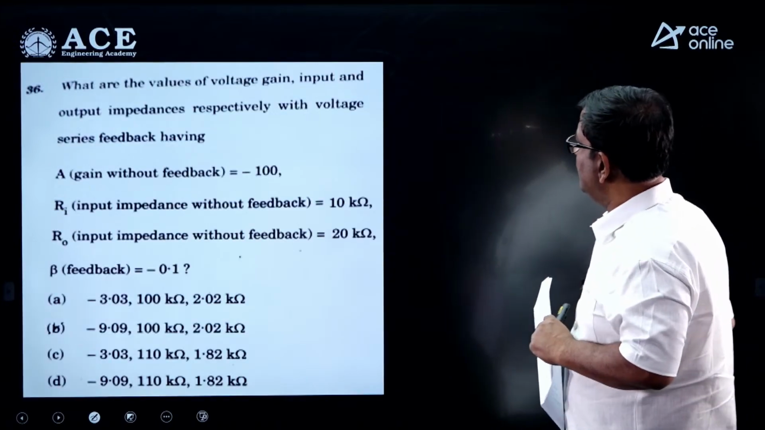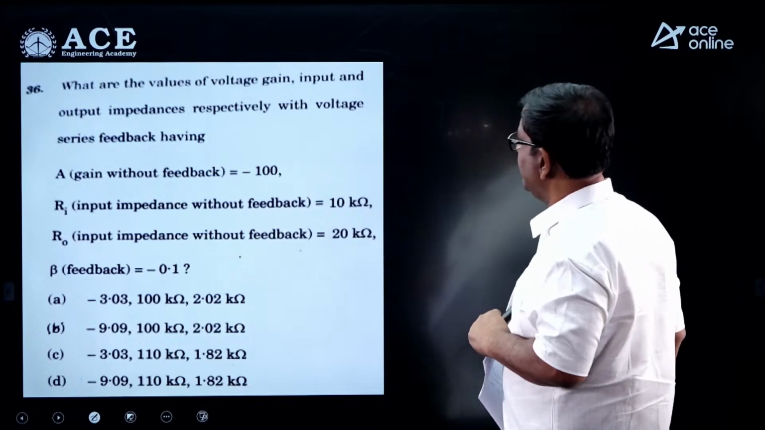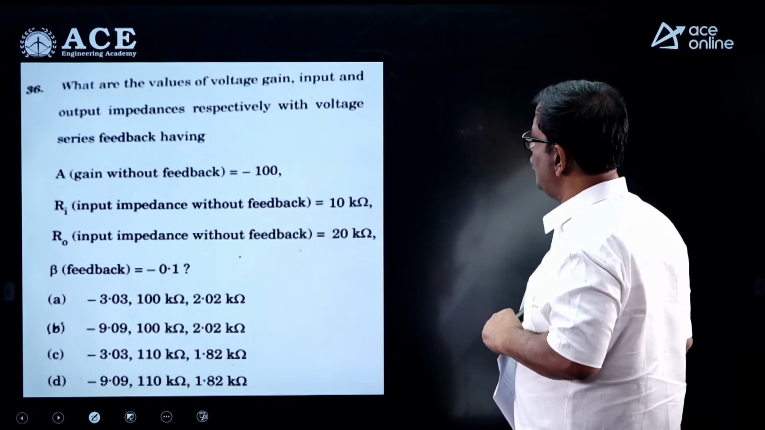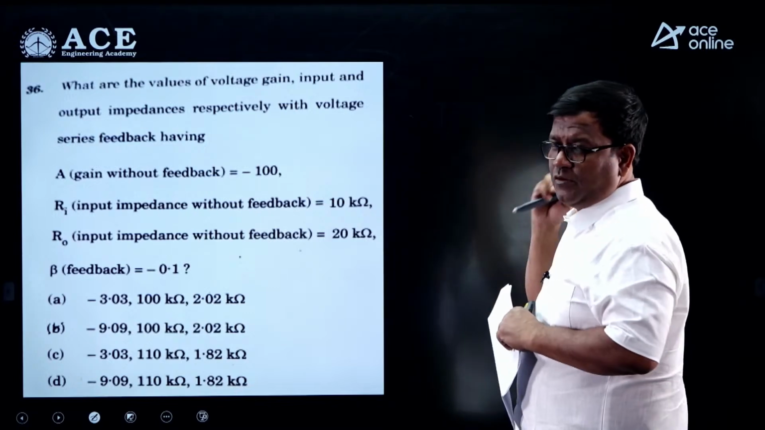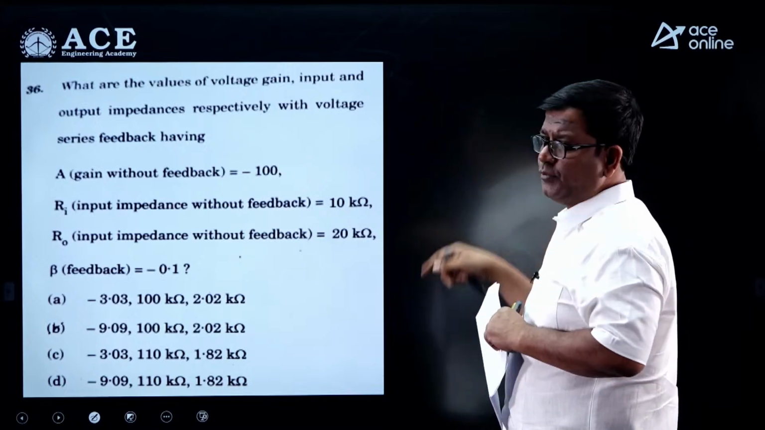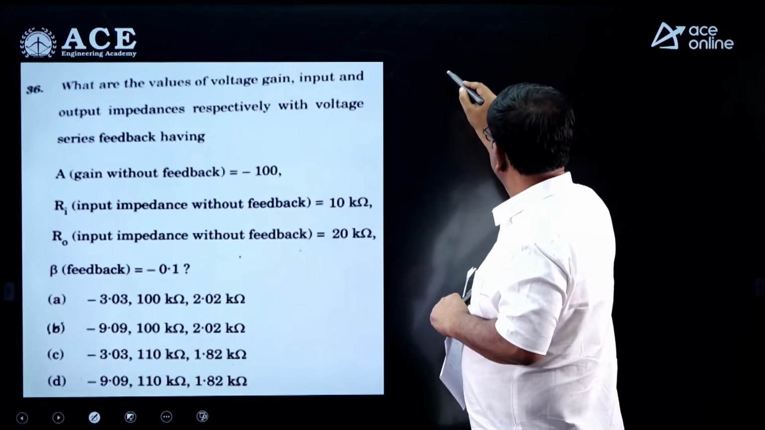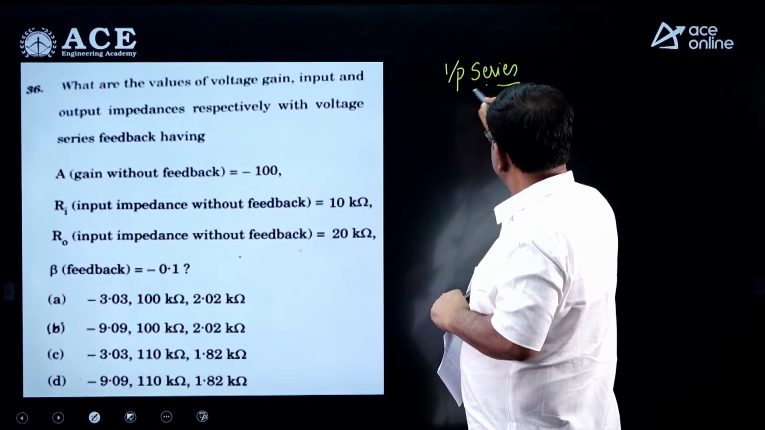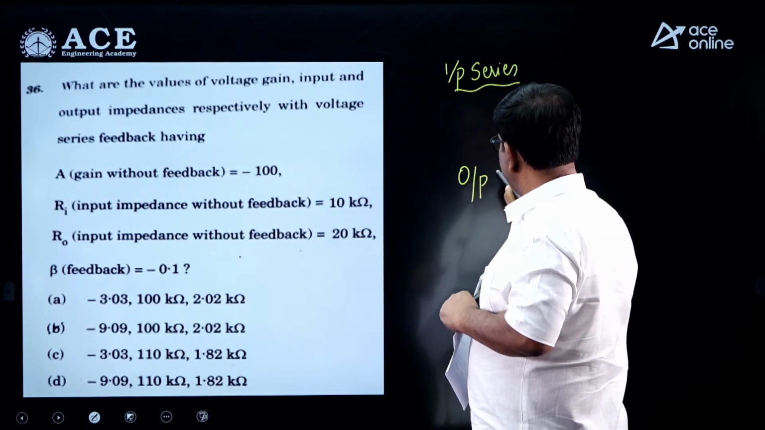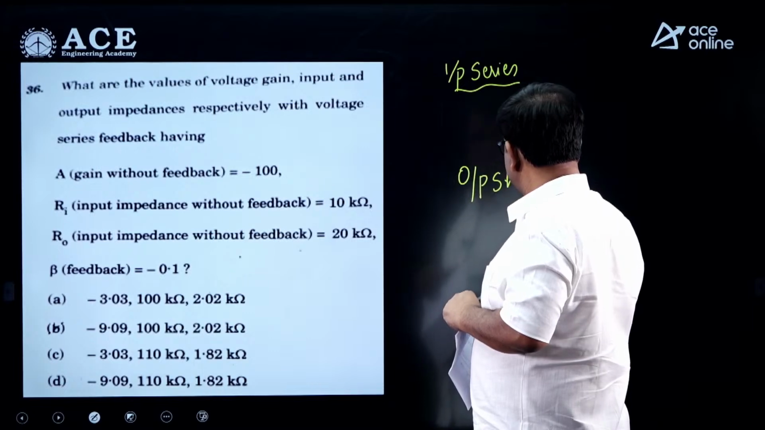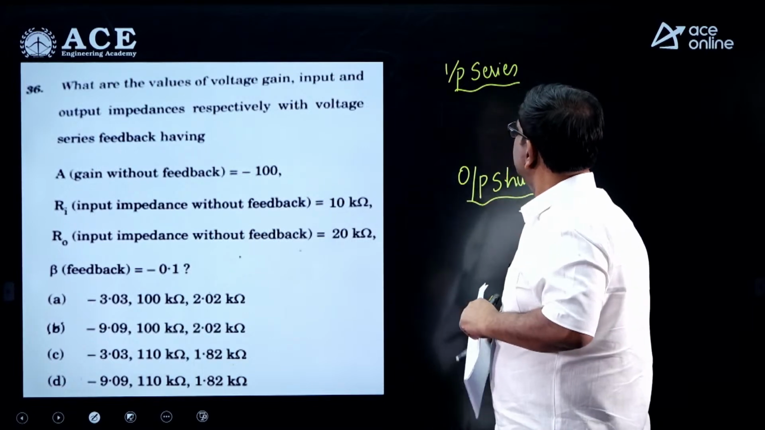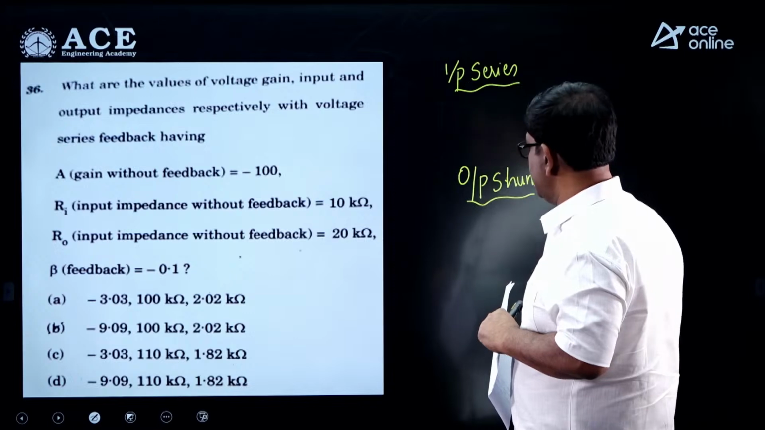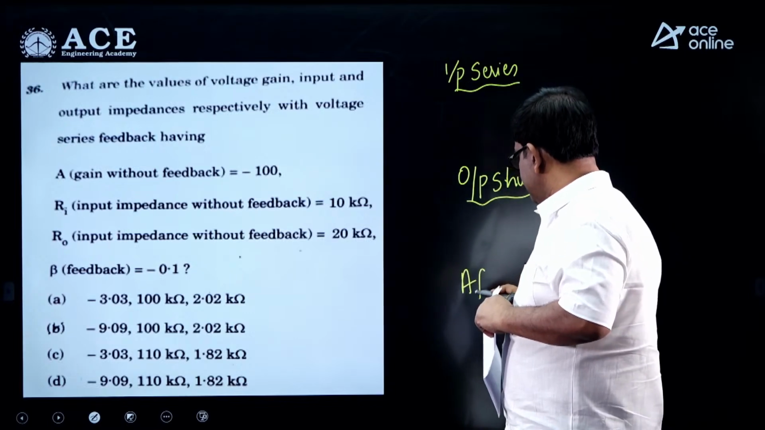So what are the values of voltage gain, input resistance, output resistance with voltage series feedback? So this is a voltage series feedback. So input is in series form and output is in shunt. A similar problem, and you are asked to find the gain also.